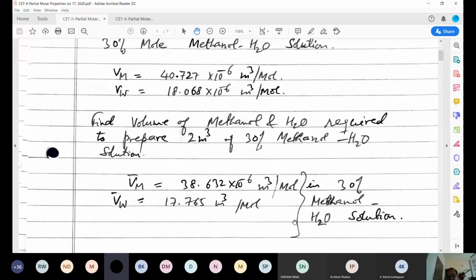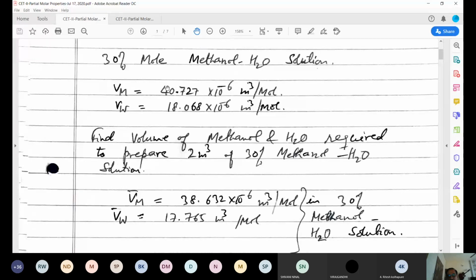Sir, can you repeat that last statement? I missed that. See, this is pure component molar volume, right? Vm 40.7 for methanol, right? This is pure component volume for water 18.08 molar volume, right?